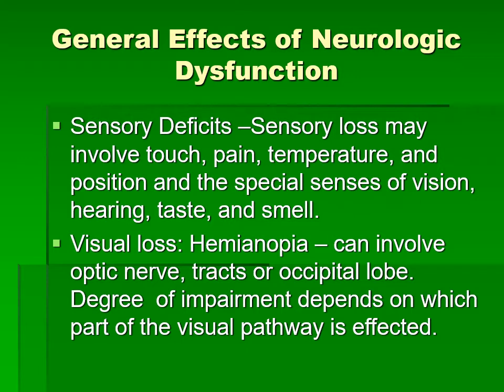Okay, sensory deficits. Sensory loss may involve touch, pain, temperature, and position, and the special senses of vision, hearing, taste, or smell. And remember that the sensory cortex comes from areas other than the frontal lobe. Visual loss, hemianopia, can involve the optic nerve, the tracts, or the occipital lobe, which is where your vision centers are located, and the degree of impairment depends on which part of the visual pathway is affected.